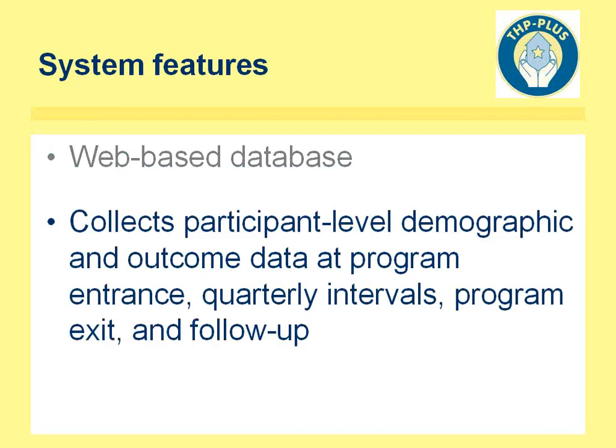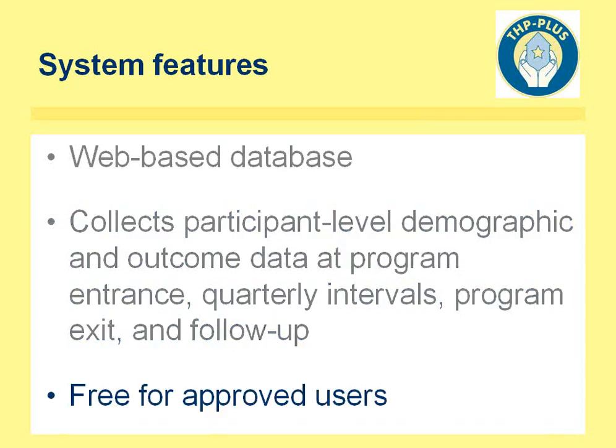So let's just go over some of the basic features of the system. The participant tracking system is a web-based database. It collects participant-level data at the time that they enter THP+, at quarterly intervals, at the time that they exit the program, and then 6 and 12 months after the participant has exited the program. And this system is free for all approved users.